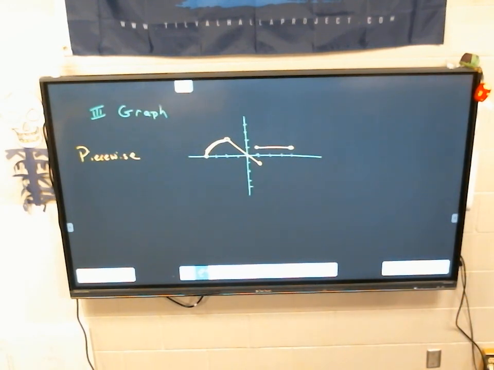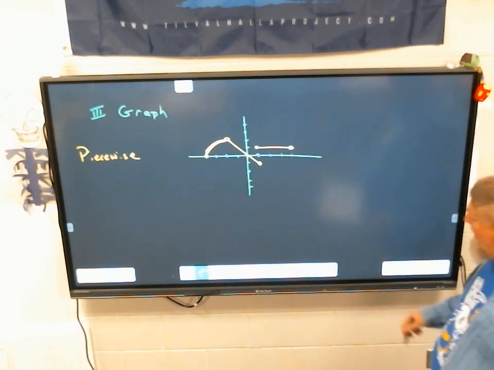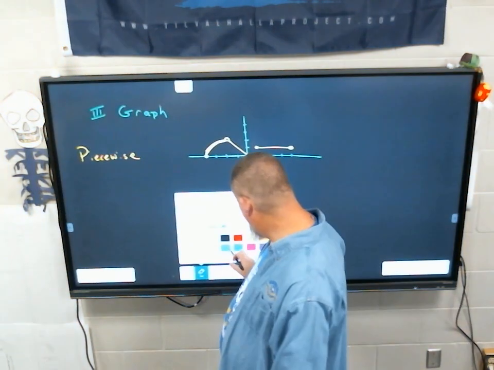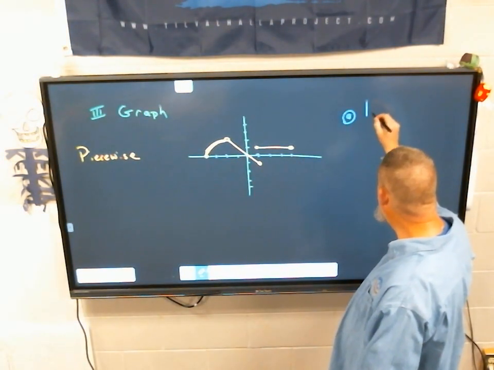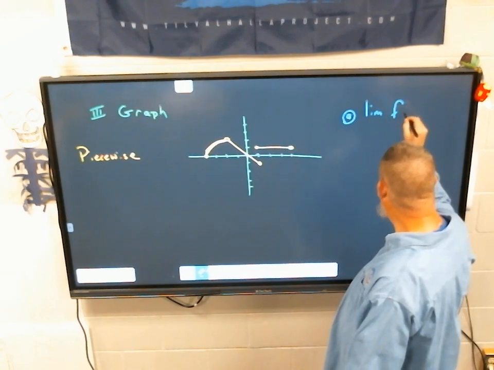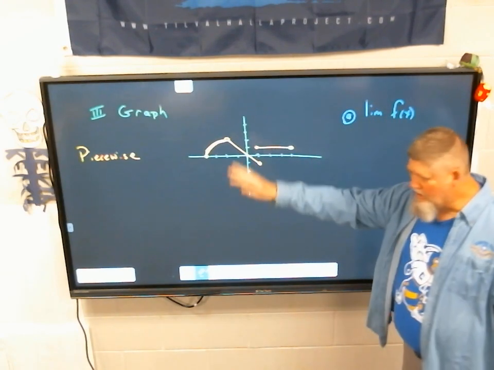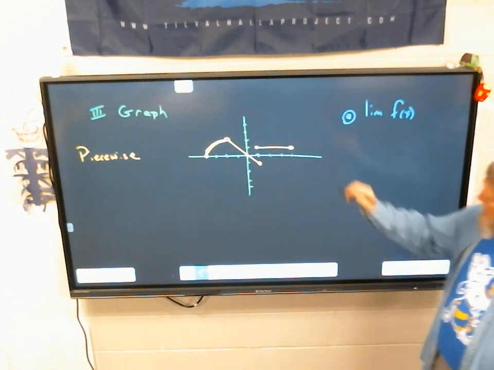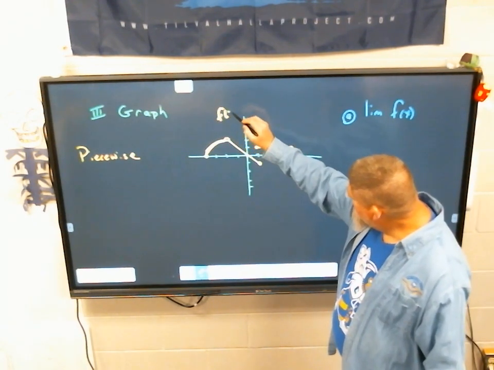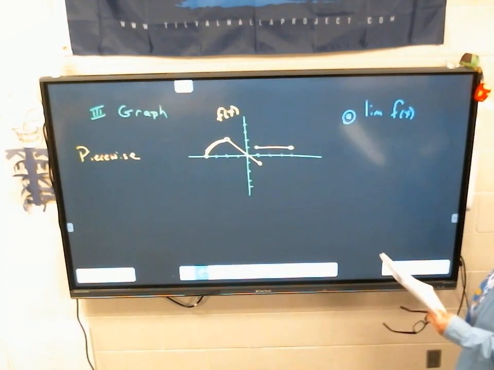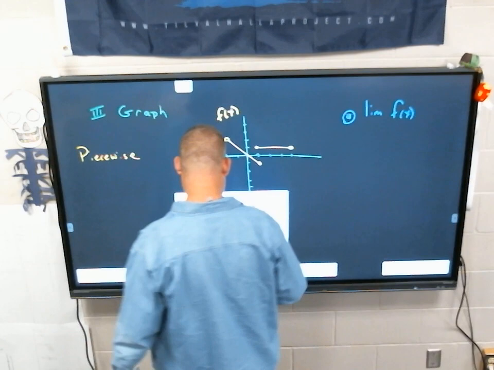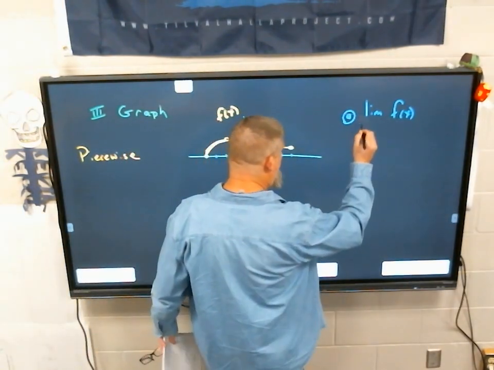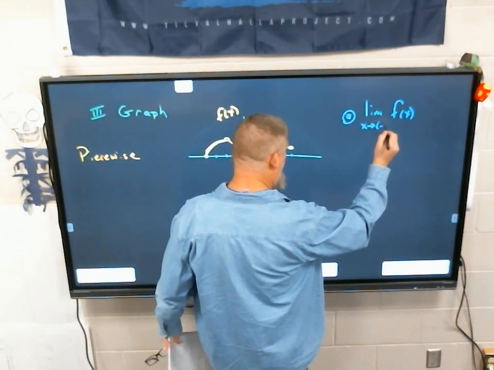Okay, now, let's take this and let's find some limits, okay? Let's change colors so we can see it in different colors. Let's go with A. Let's find the limit, and I'm just gonna put f of x. That's gonna represent the whole function, okay? We'll call this whole thing f of x. Let's find the limit as x approaches -2.